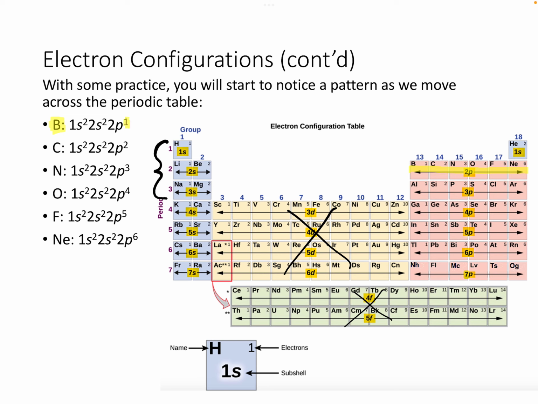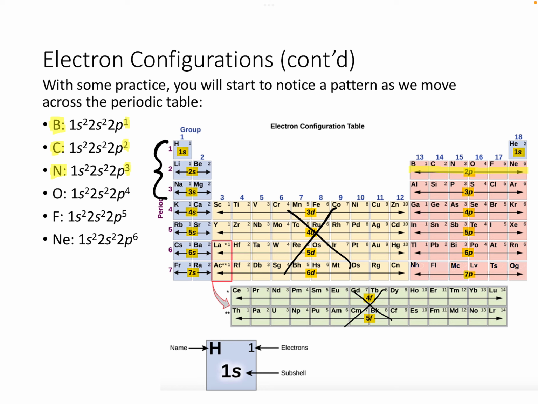Now if we go to the next element over, which is carbon, carbon has 6 electrons, so it has 1 more electron than boron. So we're just going to put that extra electron in room 2p. So now it's 1s2, 2s2, 2p2, just like we saw on the last slide. Now, nitrogen has 1 more electron than carbon, so that electron will also go in room 2p. So now nitrogen is 1s2, 2s2, 2p3.